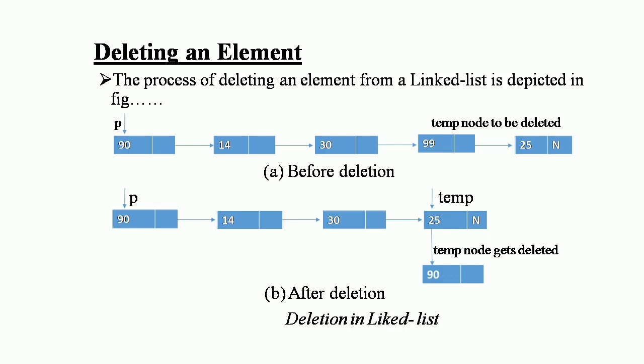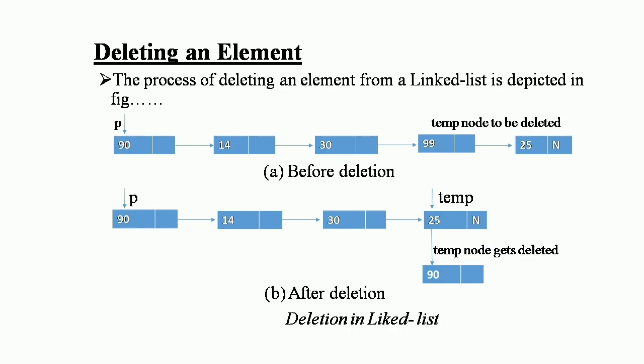If you see diagram A, I give that name 99 as the temporary node, because I want to delete the 99. For that you can give the name temp node to be deleted. I am deleting it. After deleting, the 99 is removed from the linked list.